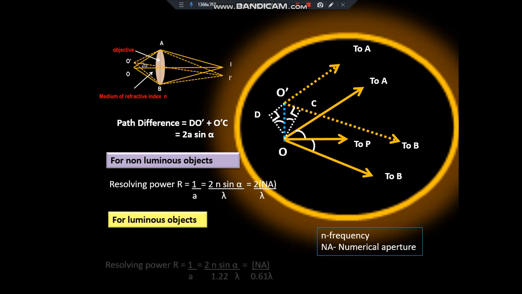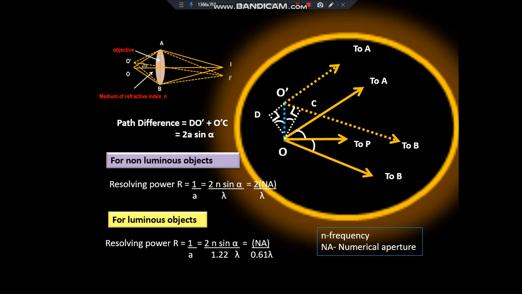For luminous objects, the resolving power R is equal to 1 upon a, which is equal to 2n sine alpha, but now it is 1.22 lambda. That is numerical aperture upon 0.61 lambda.